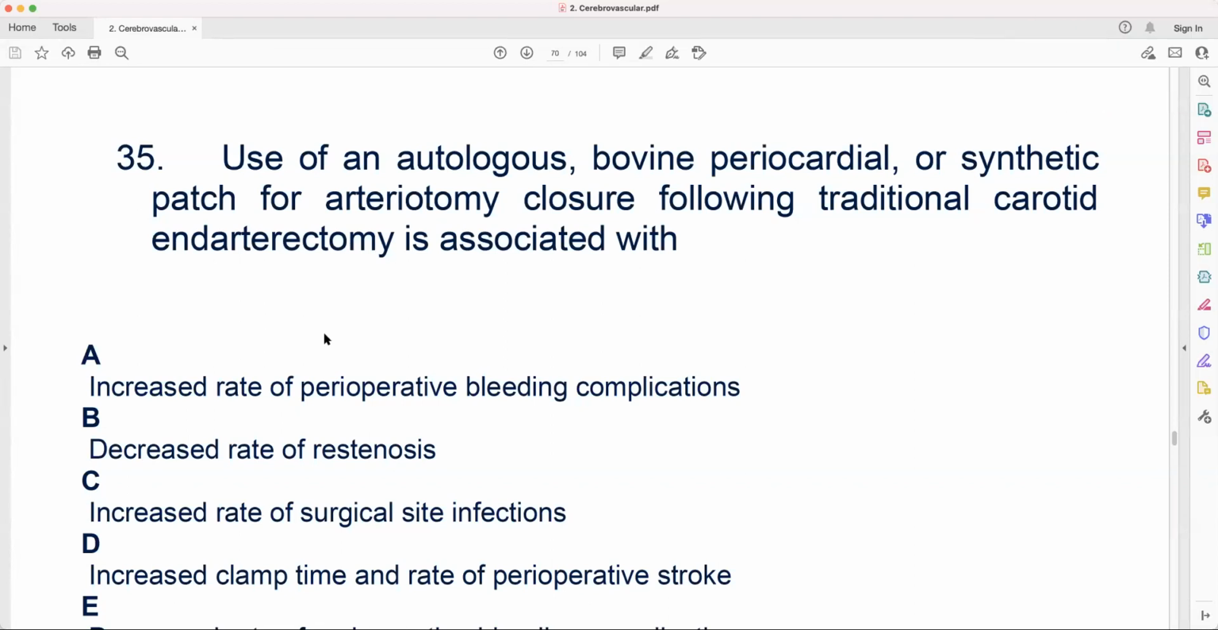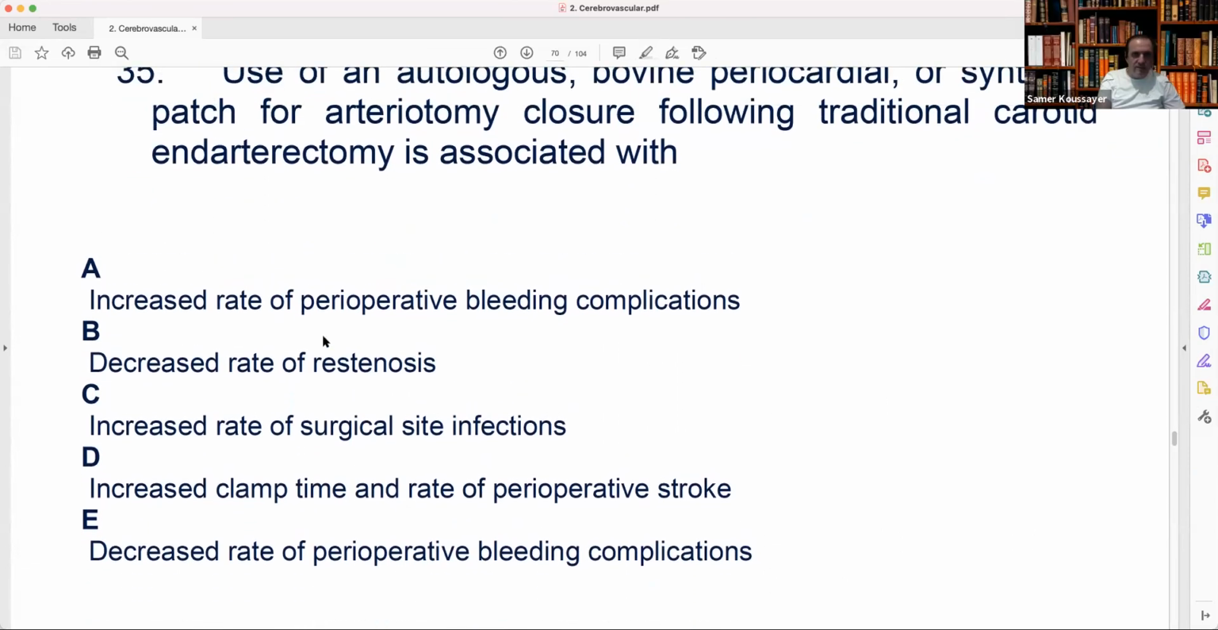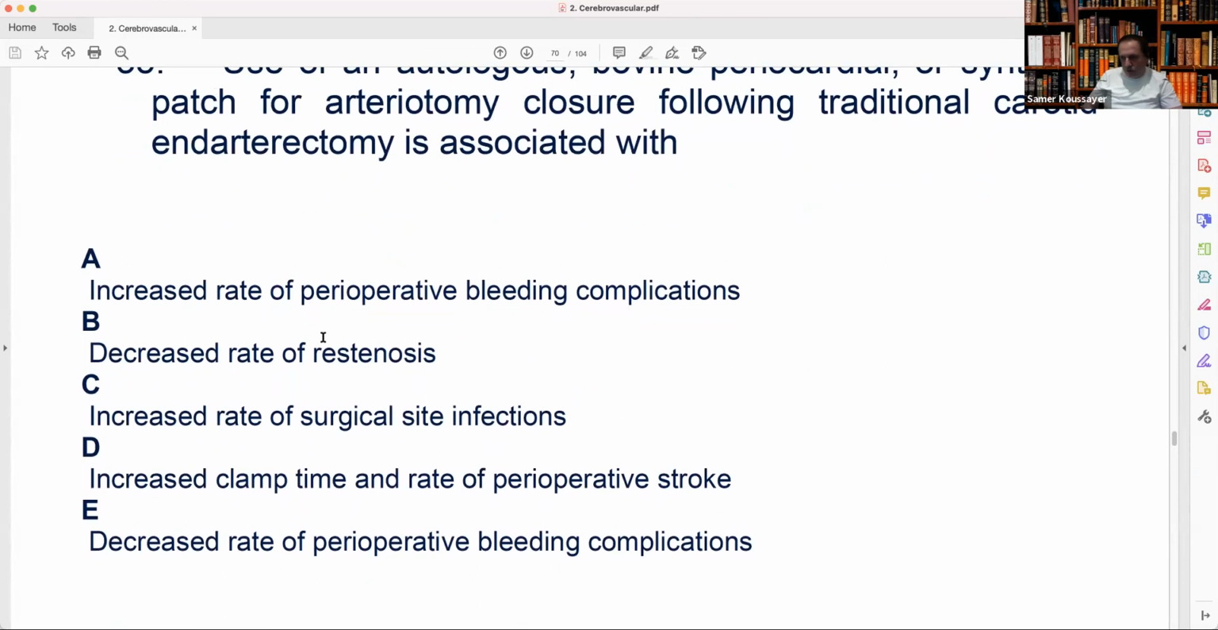So let's see what they said here. Let's go one by one. A, increased rate of perioperative bleeding complications. Correct or wrong? I think it has no relation with bleeding. Yeah, unless you are a bad surgeon and you don't know how to do the anastomosis. But if you're good, there should not be complications. Okay.